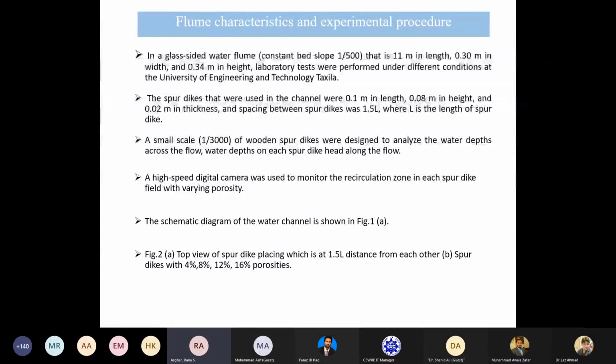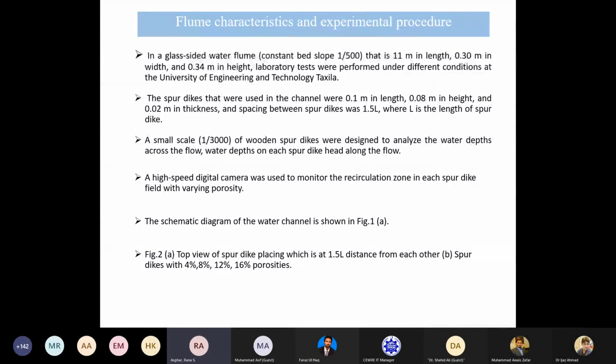This experiment was performed under different conditions at the University of Engineering and Technology, Taxila. The flume characteristics were: a glass-sided water flume, constant bed slope of 1 over 500, 1 meter in length, 0.30 meter in width, and 0.34 meter in height. The spur dikes used in the channel were 0.1 meter in length, 0.08 meter in height, and 0.02 meter in thickness, and spacing between the spur dikes was 1.5 L, where L is the length of the spur dike.